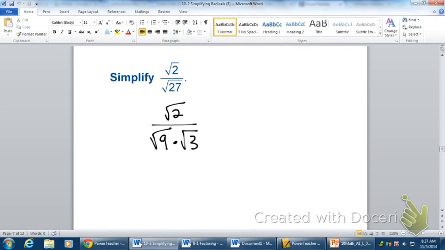Okay? So I've split that up. Now, let's simplify it again. What's the square root of 9? 3, okay. So now, and we can't simplify the square root of 3, so that's just going to drop right beside it, okay?